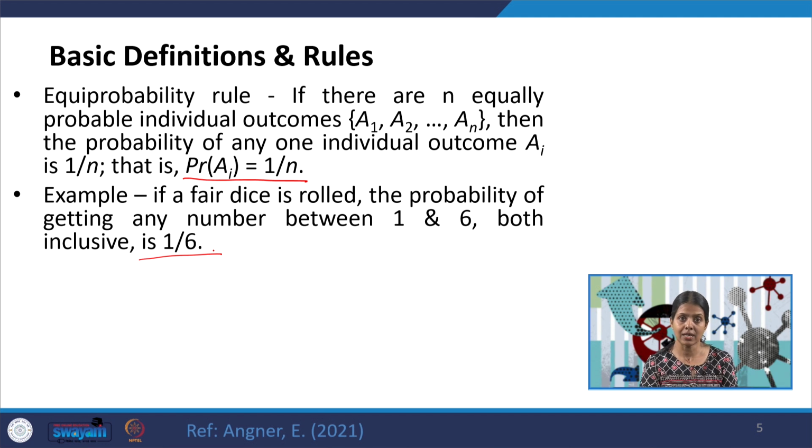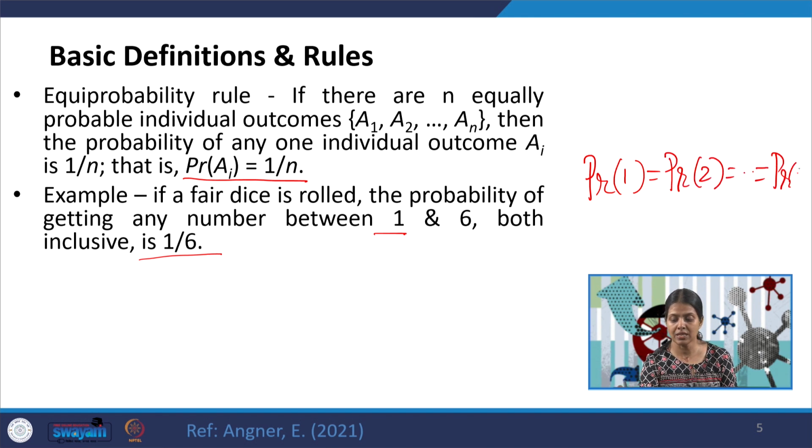It is a fair dice. So, when I throw it, there is equal probability of any number turning up, and as a result, individual numbers have a probability of 1 upon 6. We would be writing probability 1 equals probability 2 and so on up to probability 6, all equal to 1 upon 6.